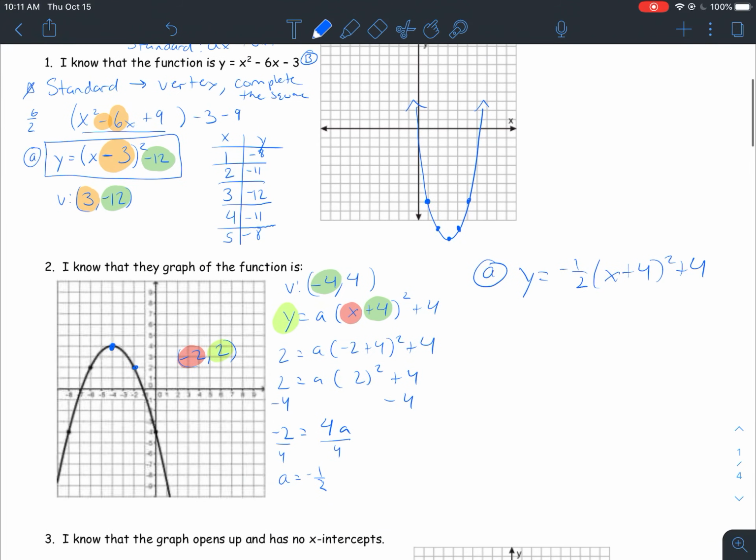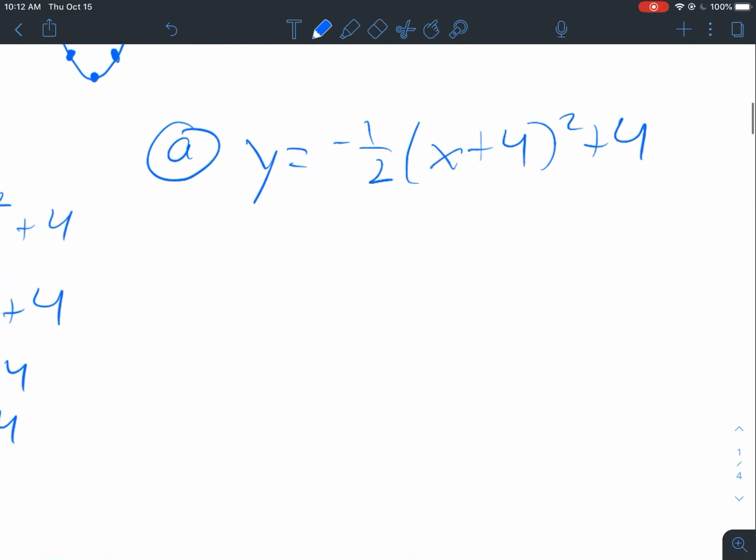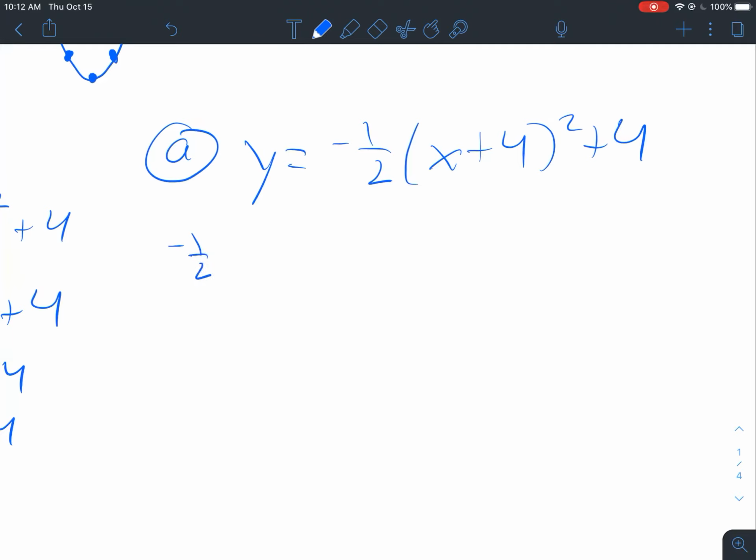All right. So how do we go from vertex to standard? Well, we are going to FOIL and distribute and combine like terms. All right. So we're going to take this guy. First, we're going to FOIL out the middle part. So we have x plus 4 times x plus 4 plus 4.